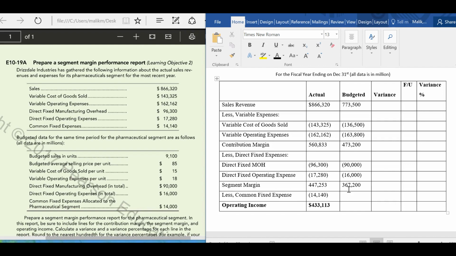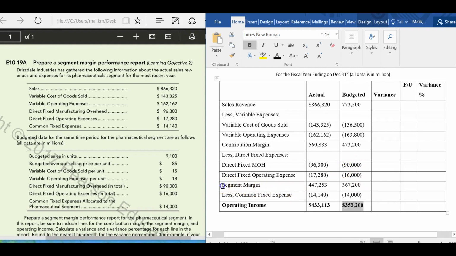My budgeted segment margin is 367,200. And now we will subtract our common fixed expense, which is the common fixed expense allocated to this pharmaceutical department, 14,000. Let's subtract this 14,000 from the segment margin. That means 367,200, I got 353,200. This is my budgeted operating income.